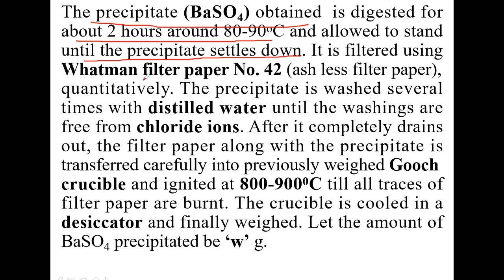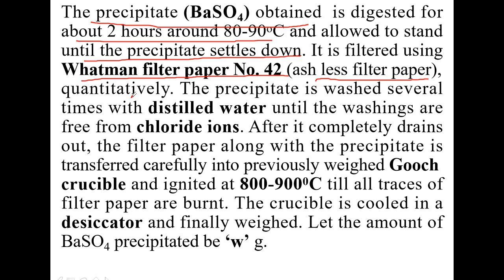After that we have to filter the precipitate using a specific filter paper, that is Whatman filter paper number 42. It is Whatman filter paper number 42, an ashless filter paper. It is very apt for the filtration of barium sulfate especially, and the porosity of this filter paper is best suited for filtering barium sulfate. That is why this type of filter paper is being used.